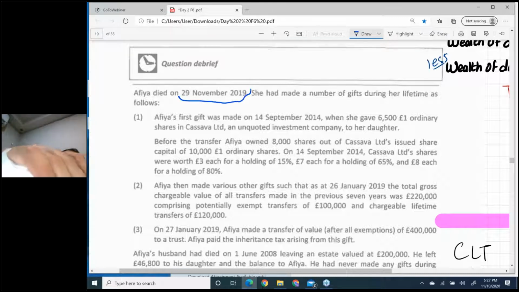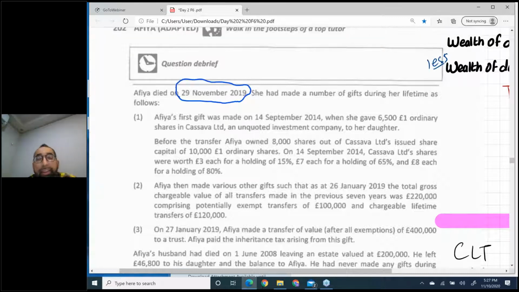Don't forget this date, an important date. This is the date of death. She had made a number of gifts during her lifetime as follows. The first gift was made on 14 September 2014, when she gave 6,500 £1 ordinary shares in Cassava Limited, an unquoted investment company, to her daughter. A gift to a person, this is a PET.